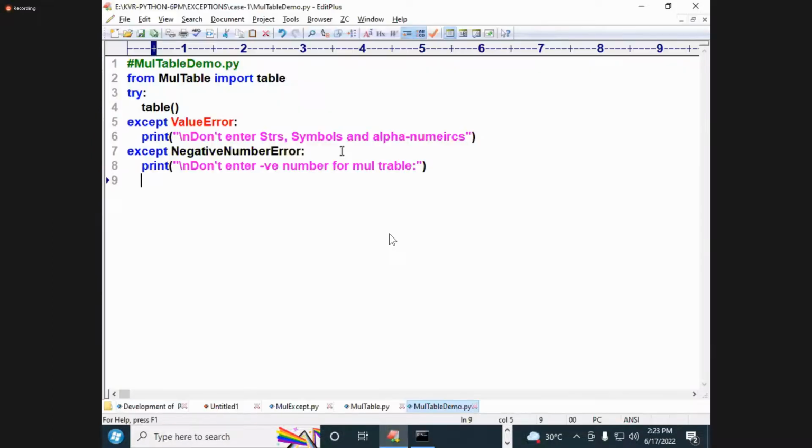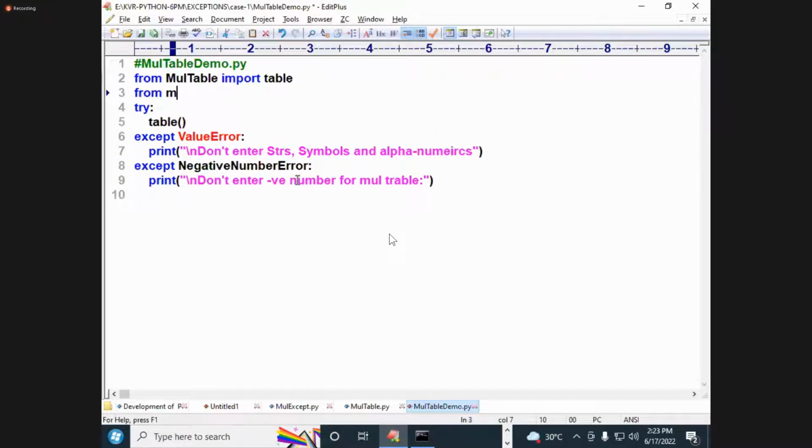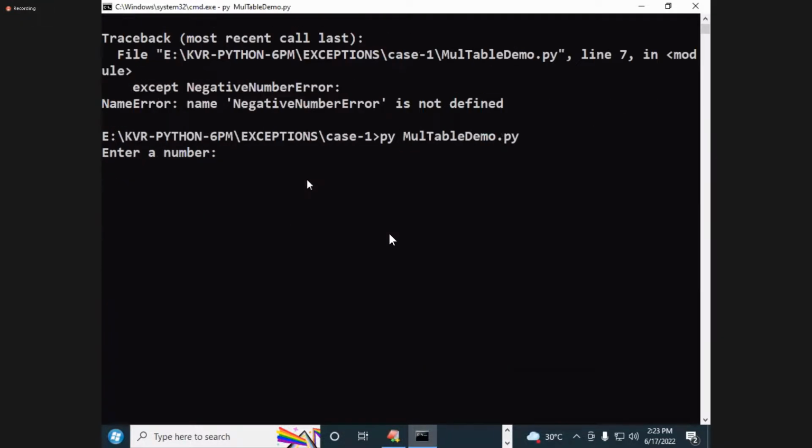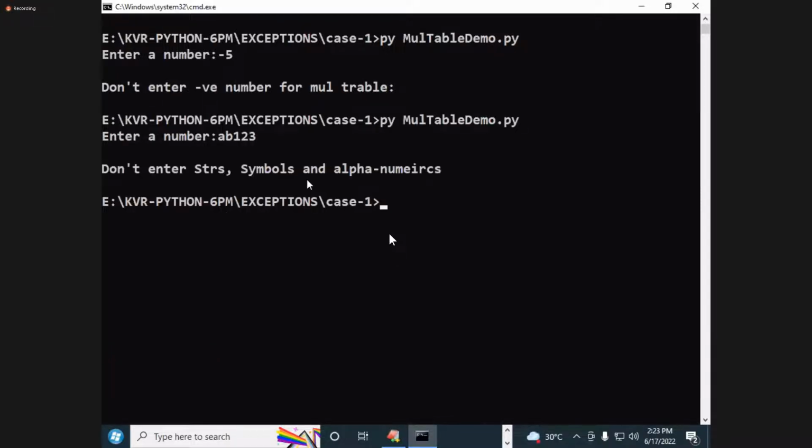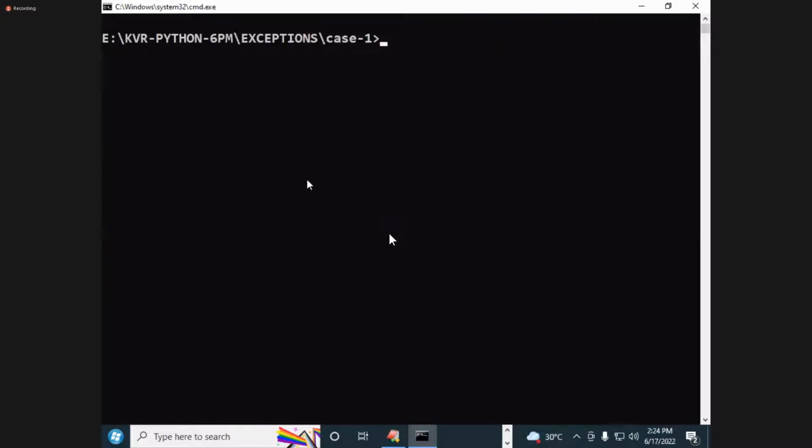Yes. When I'm using the class name, definitely I need to import it or not. From, what is this? MUL except, import what? Negative number error. Enter once again. I'm going to give you -5. Don't enter negative number. When I'm entering AB123, don't enter numerics and all those. Don't enter strings, symbols and alphanumerics. When I enter some dollar symbol, it is going to give you an error.